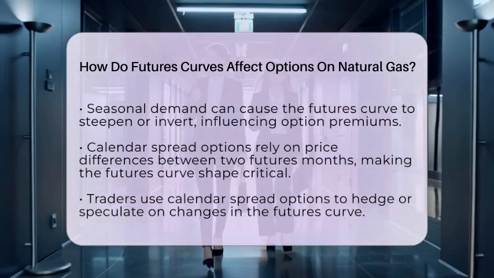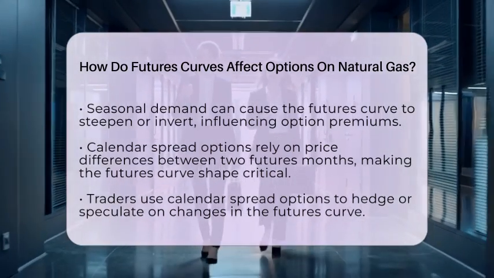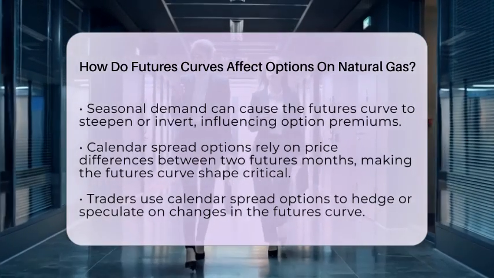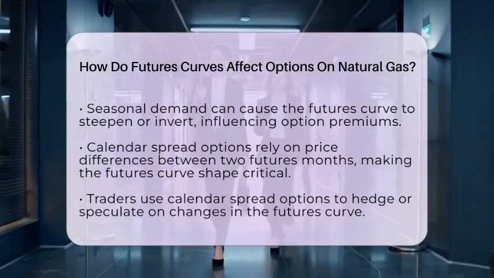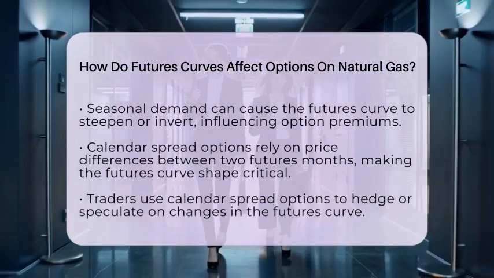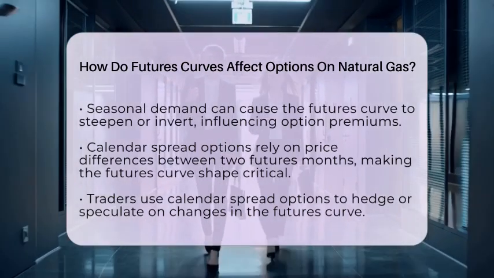Options traders can decide which contracts to target based on the curve. If the curve shows contango, a trader might use call spreads between near and far months to hedge against rising prices while limiting premium costs. In a backwardation situation, options on near-term futures may be more valuable due to higher immediate price risk.